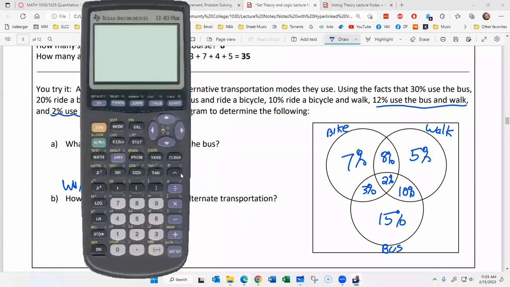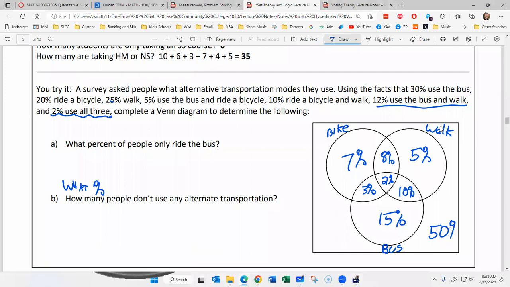Great. Now this is where I would definitely go to the calculator. If I subtract each thing I see, so the 7, the 8, the 5, next row, the 3, the 2, the 10, and finally the bottom, the 15. There's still 50% of the people that are not in here, because the universal set's 100%.